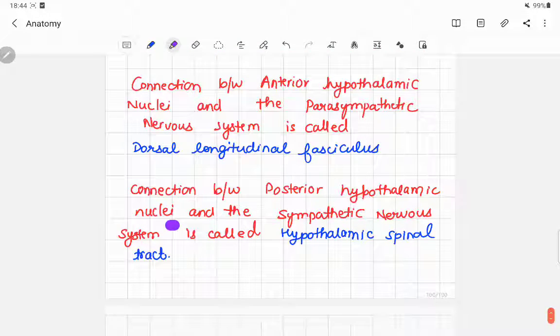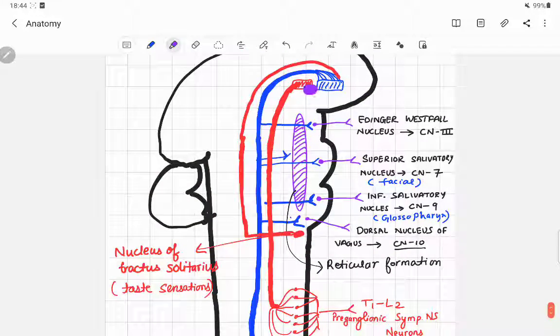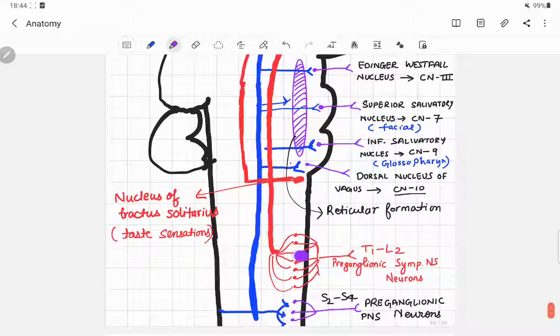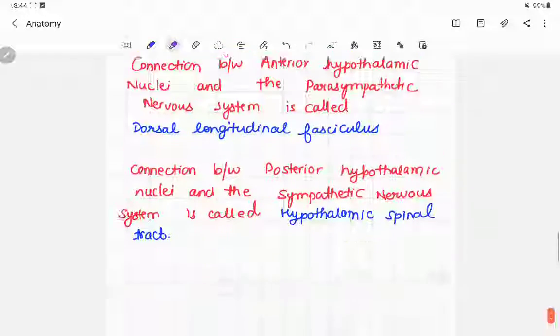Now the connection between the posterior hypothalamic nuclei and the sympathetic nervous system is called the hypothalamospinal tract. So this tract, which we were seeing in red color, between the posterior hypothalamic nuclei and the sympathetic nervous system from here, is called the hypothalamospinal tract. So that's all about the hypothalamus. Thank you.